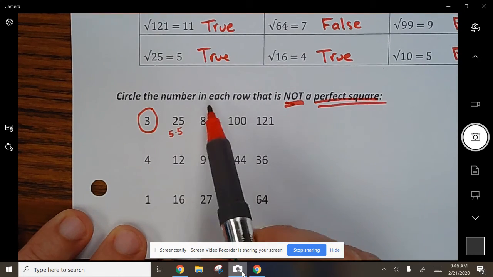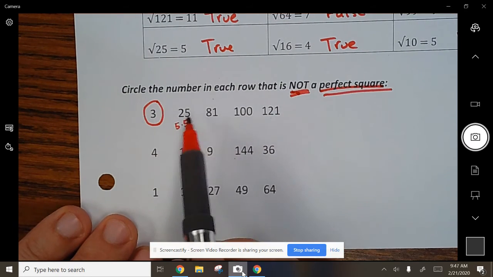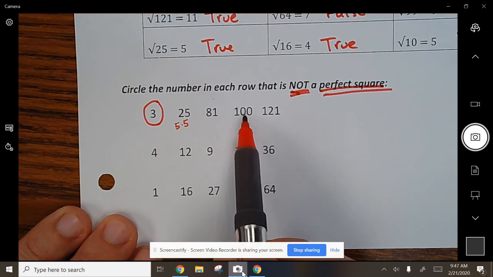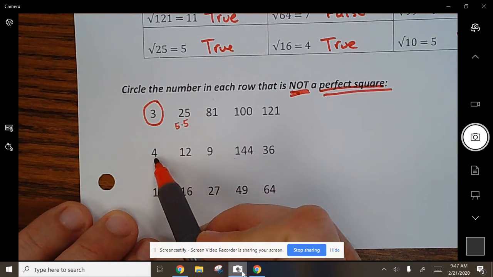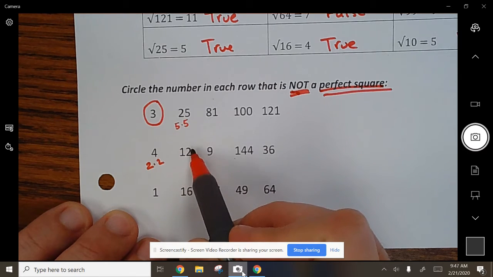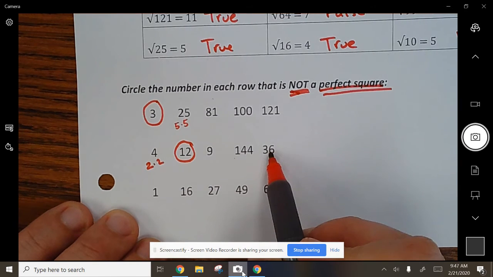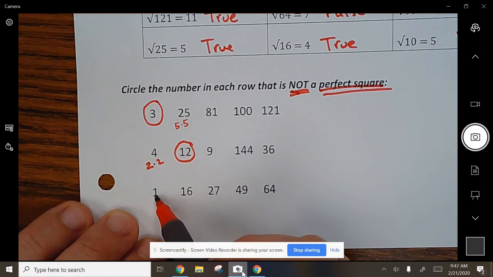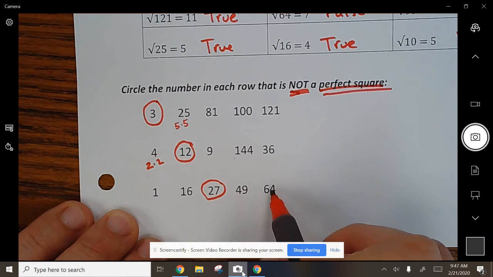It says circle the number in each row that is not a perfect square, okay? So this is your row here. These are all perfect squares. 9 times 9, 10 times 10, 11 times 11. Is there a number times itself that equals 4? Yeah, 2 times 2. Does a number times itself equal 12? Is there any number? 3 times 3? No, that equals 9. 4 times 4 equals 16. So we're going to circle that one. 3 times 3, 12 times 12, 6 times 6, right? All right, 1 times 1 equals 1. 4 times 4? What number times itself equals 27? There's nothing. 7 times 7, 8 times 8.